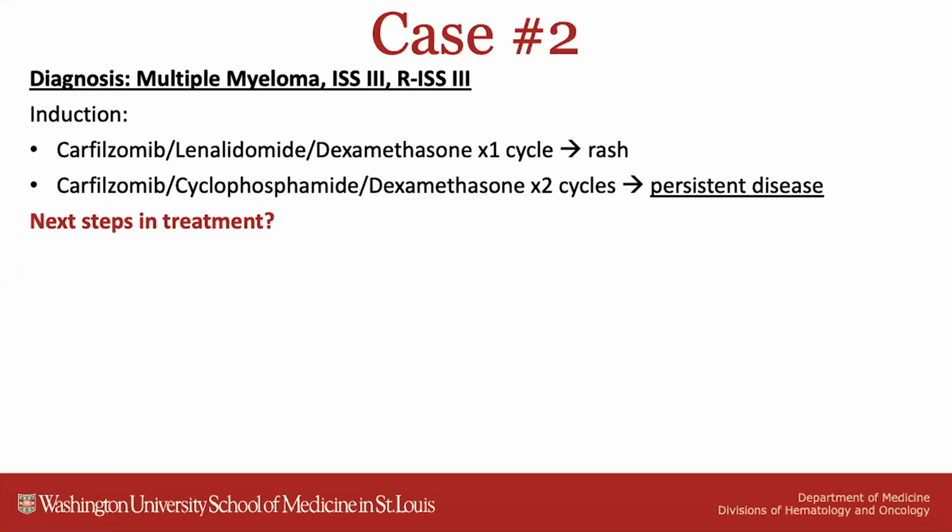And so with persistent disease after 3 cycles, Dr. Callender, would you mind sharing with us how you might proceed? For example, would you continue with KCD, or would you change to something else in this setting?